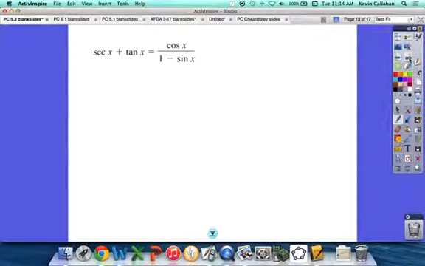Okay, let's see. How about we work on the left first, right? The left looks like secant and tangent. Maybe we could do a 1 over cosine plus sine over cosine.